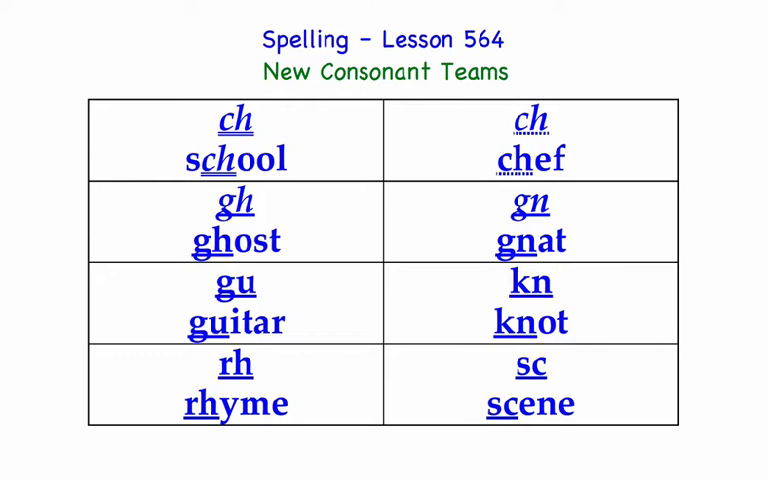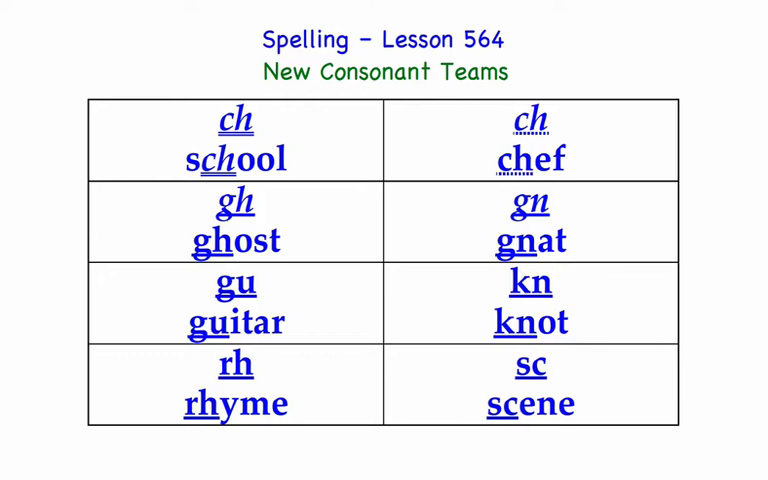GU is a team whose only purpose is to prevent the G from being followed by E, I, or Y. Because when G is followed by E, I, or Y, that causes the G to represent its second sound, J. So when you encounter GU in a word, if it's followed by E, I, or Y, then underline GU to indicate it's a team representing the sound G. KN is a consonant team representing the sound N, as in not. KN may only be used at the beginning of a root word.